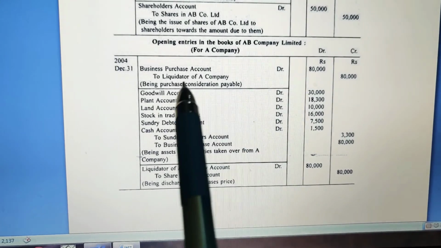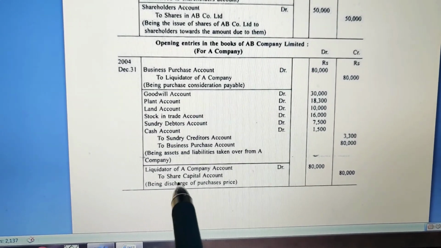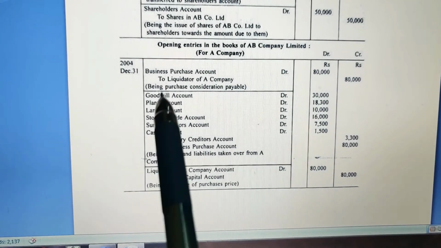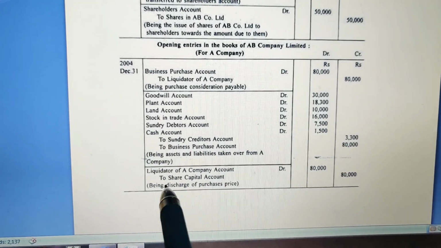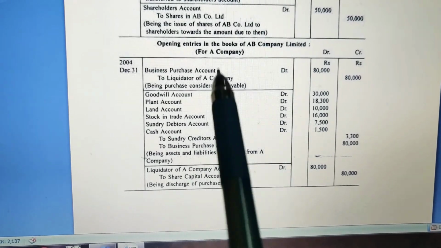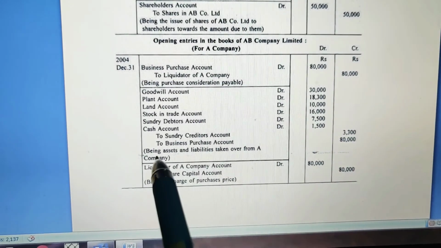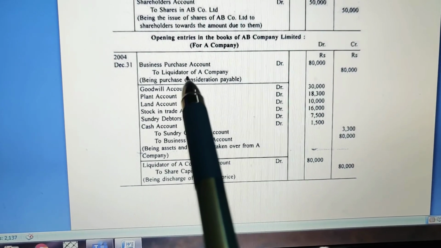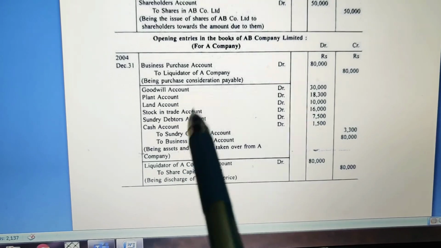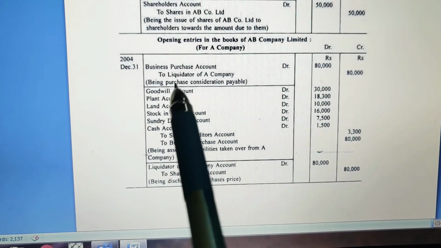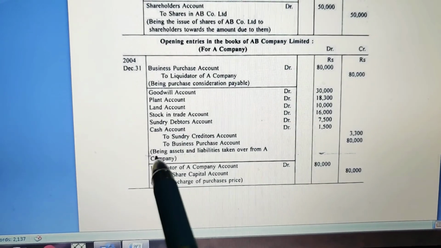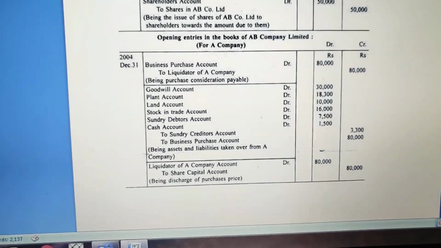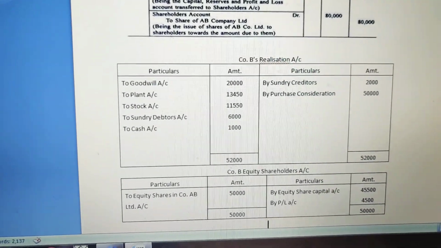And in the balance sheet, as you are already aware, in the balance sheet we need just these accounts, all the assets, all the liabilities and the share capital. We have settled the business purchase account, first debit and then credit with the same amount. Liquidator of A company, first credit and then debit with the same amount. Okay, so both of these accounts we have settled, and the balance sheet ledgers we have saved. Okay, so these were the journal entries.